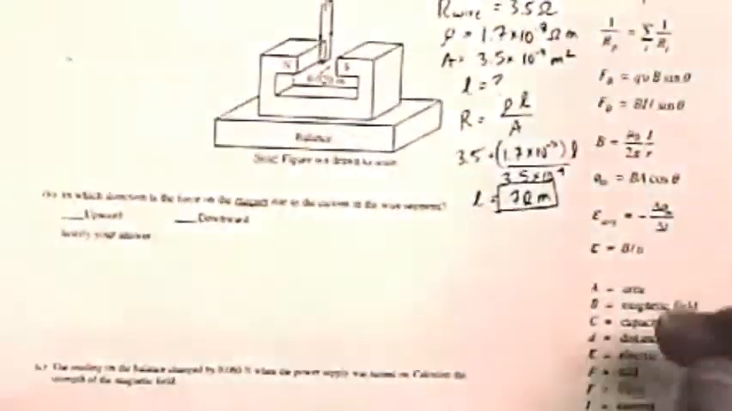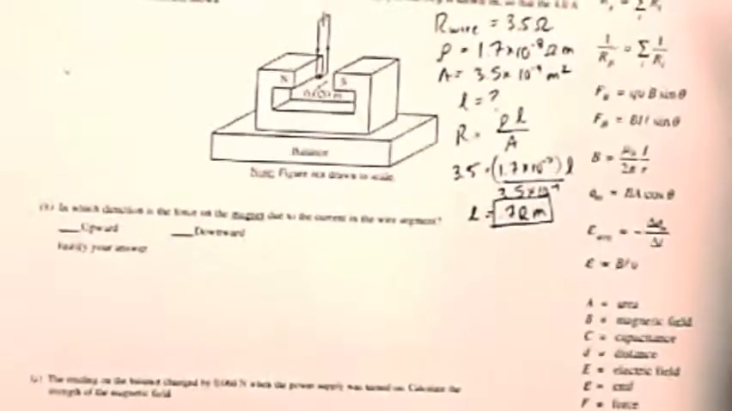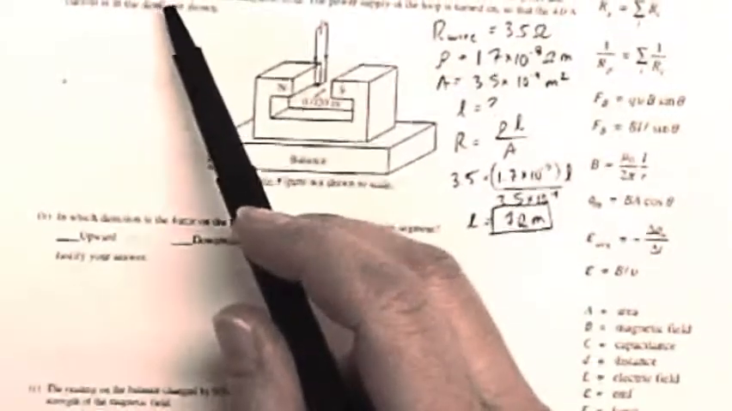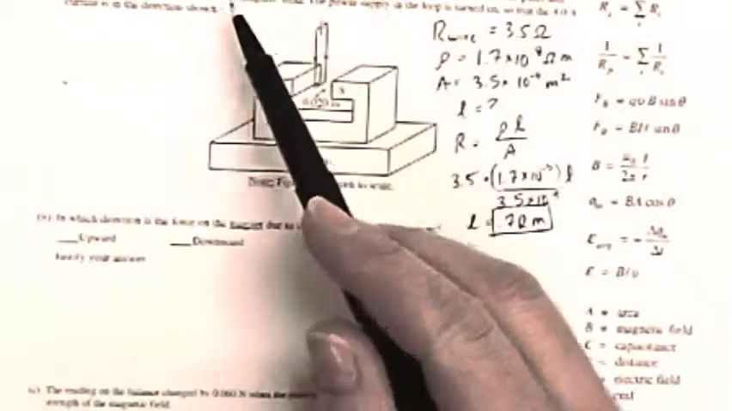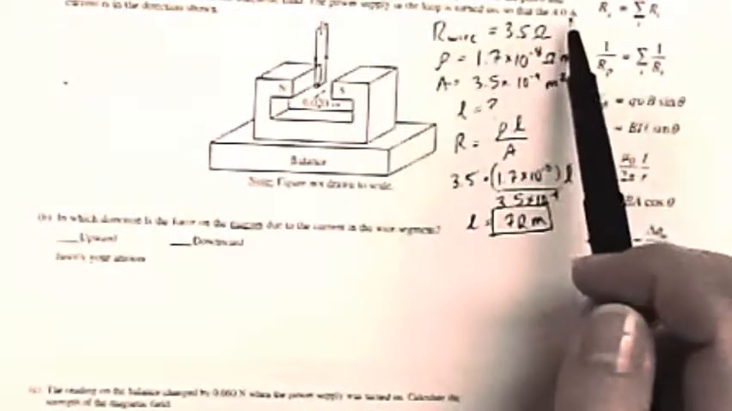Okay, what's next? The wire loop is then used in an experiment to measure the strength of the magnetic field between the poles of a magnet. A magnet is placed on a digital balance and the wire loop is held fixed between the poles of the magnet as shown below. The 0.2 meter long horizontal segment of the loop is midway between the poles and perpendicular to the direction of the magnetic field. The power supply in the loop is turned on so that the 4 amp current is in the direction shown.